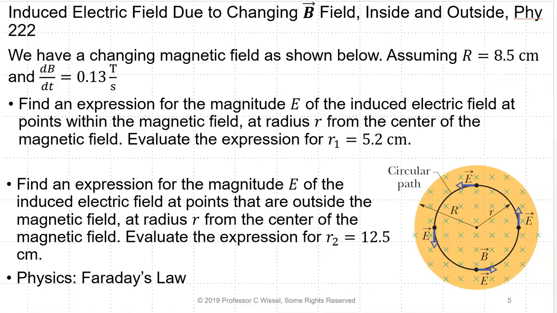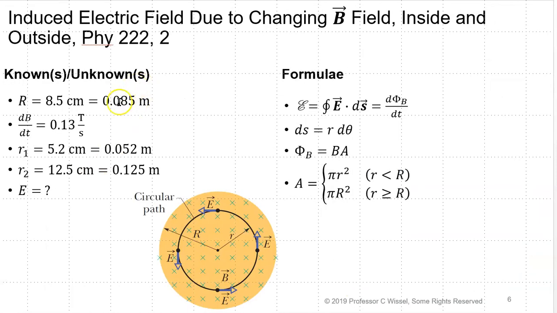The physics of this is pure Faraday's law. So we write down the knowns and unknowns. Big R is 8.5 centimeters, that's 0.085 meters. dB/dt is 0.13 Tesla per second. r1 is 0.052 meters. r2 equals 12.5 centimeters or 0.125 meters. We want to know the electric field.